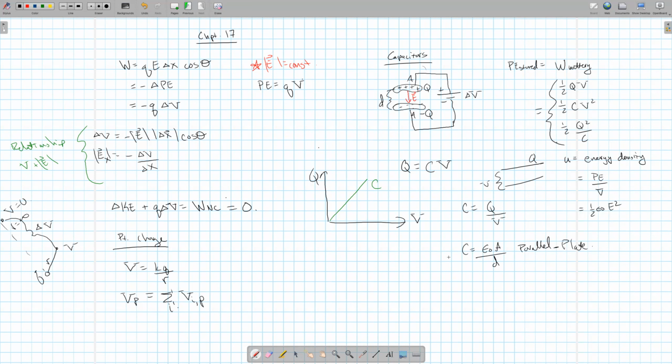So these are our capacitors. Again, the point of the capacitor is to store energy. We store that for later usage, which we'll see more of in the next section, where we'll start looking at circuits. So we'll start storing energy across capacitors in circuits.